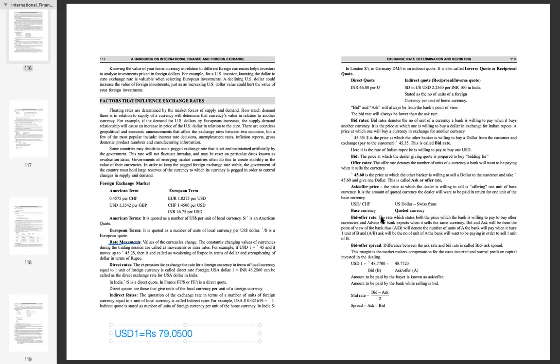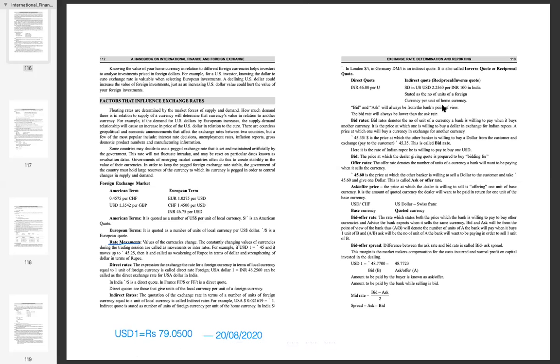So I'm going to say rate movements. USD 1 is equal to 79.0500 rupees, right? So how do we understand rate movements here? If this is today, and say tomorrow, now today's date is say 2020. We've already seen this action. So now this is the rate today.